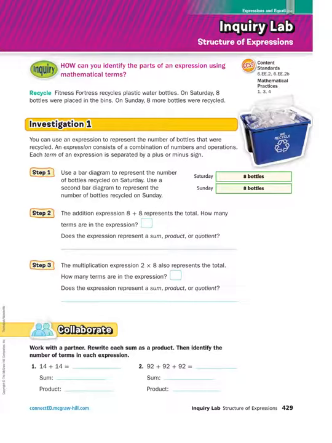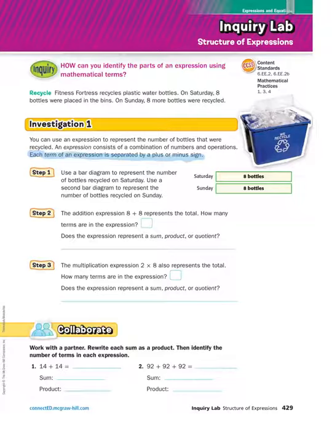So in the first investigation, we're going to start talking about a couple different vocabulary terms. So the question says, Fitness Fortress recycles plastic water bottles. On Saturday, 8 bottles were placed into bins. On Sunday, 8 more bottles were recycled. So it says you can use an expression to represent the number of bottles that were recycled. An expression consists of a combination of numbers and operations. Each term of an expression is separated by a plus or a minus sign. So this is going to be really important for what we do today, is the word term.